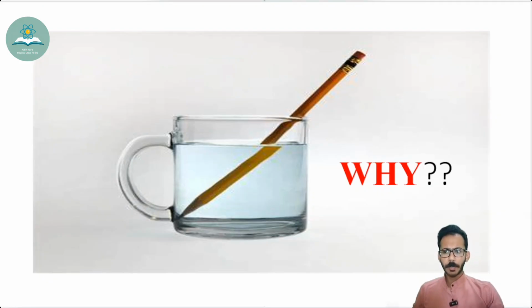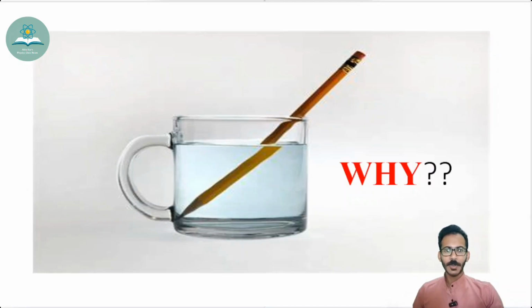When we look at the pencil, for the top portion of the pencil, between our eye and the pencil, there is only one medium, that is air. Now, come to the second part of the pencil, which is inside the water. When we look at this part, between our eye and the pencil, there are two mediums. First is the air, and second is the water present here.